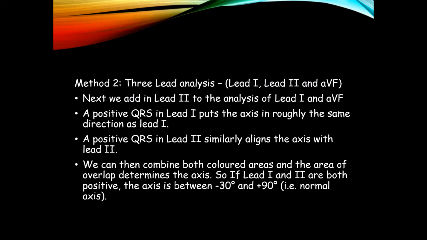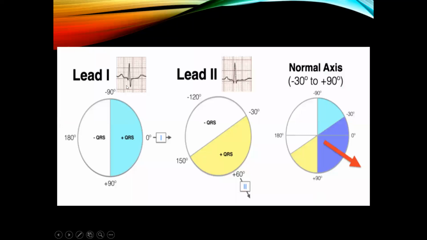So method 2, 3-lead analysis. In the first method, we looked at lead 1 and AVF, right? In this one, we look at lead 1, lead 2, and AVF. A positive QRS in lead 1 puts the axis in roughly the same direction as lead 1. A pure positive QRS in lead 2 similarly aligns the axis with lead 2. So if lead 1 and lead 2 are both positive, the axis is between -30 and 90 degrees, which is the normal axis. So let's look at this.